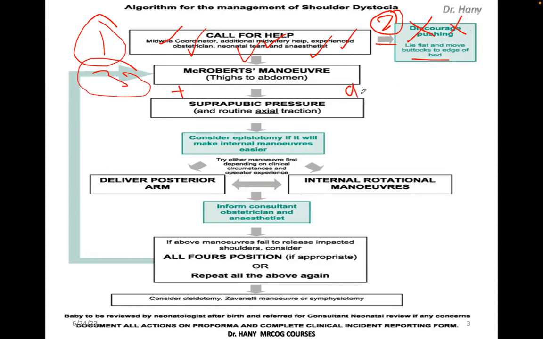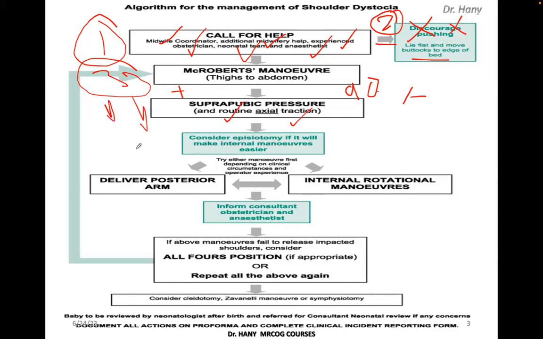and the success rate is about 90%. So McRoberts, which is thighs to abdomen or knees to ears, or excessive flexion with abduction, widens the pelvic diameter and straightens the lumbosacral angle. McRoberts plus suprapubic pressure, either continuous or rocking.